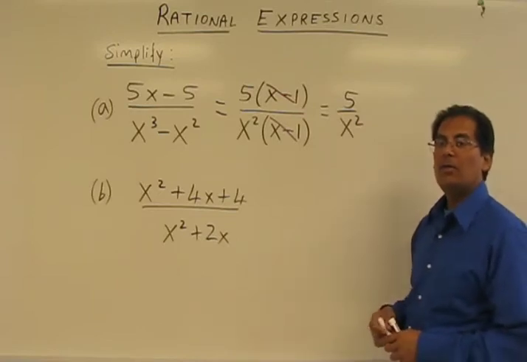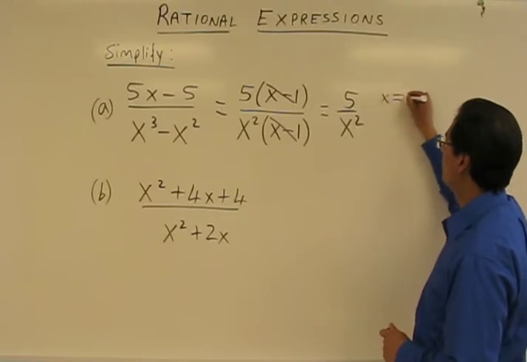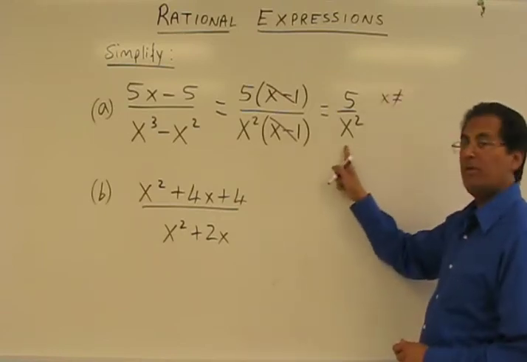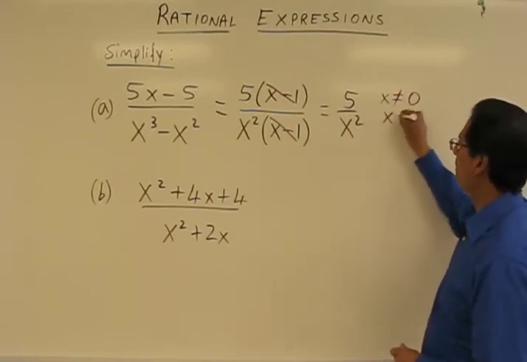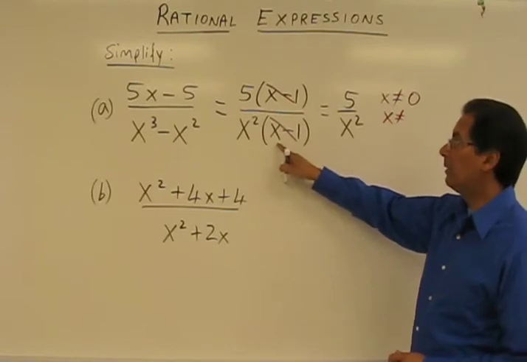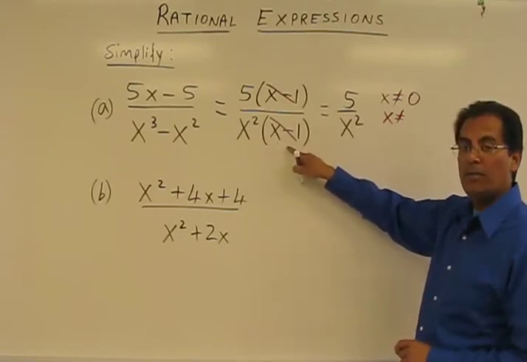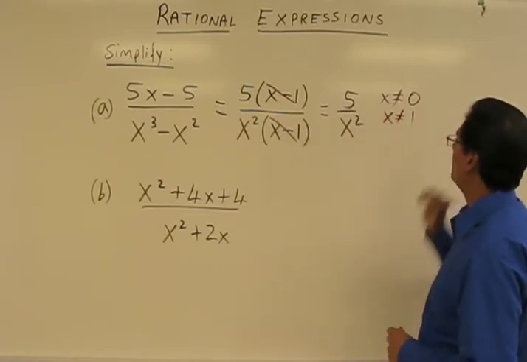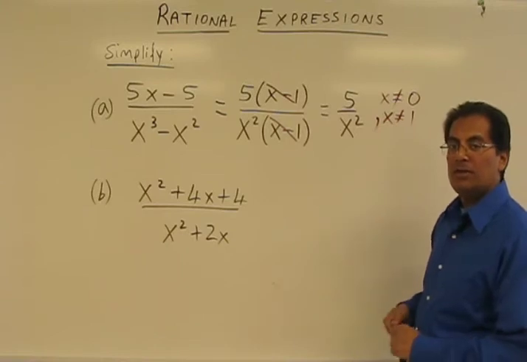Now we should make a note. What can x not be in this expression? Well, it can't be 0 because we can't divide by 0. So x can't be 0, but x also can't be 1. Because in my previous expression, before I simplify, if I put 1 in here for x, 1 minus 1 gives me 0. So it's always good to make a note of what x cannot be.